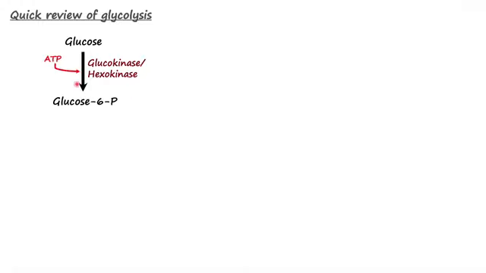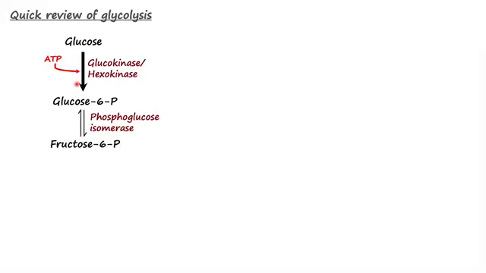Now I just want to quickly review the glycolysis pathway. So here we have a glucose molecule which is converted to glucose 6-phosphate with the help of enzyme glucokinase, hexokinase, and this is an irreversible reaction and at the expense of ATP.